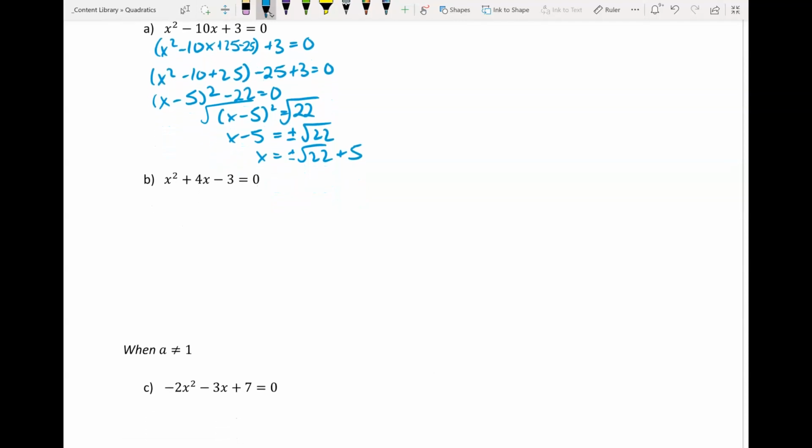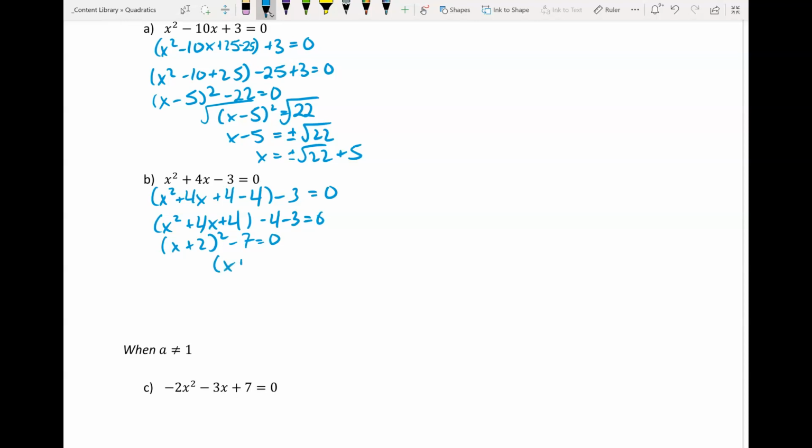For b, we're going to complete the square. I'm going to put in our b over 2 squared value. So that's 4 divided by 2, which is 2. 2 squared is 4. So we're going to add 4, subtract 4. Now I'm going to group our terms together by taking out the negative 4, and then I will factor. So this is x plus 2 all squared minus 7 is equal to 0.